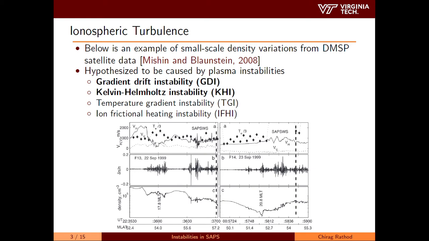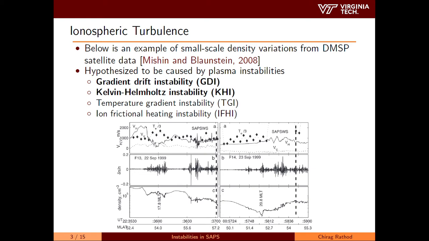In the SAPS region, there is a host of turbulence and ionospheric irregularities that have been observed. Below is an example of small-scale density variations from DMSP satellite data from Mishin and Blaunstein. If we look here, the SAPS has been defined to be in this general region, and when we look at the delta n over n, we see that there's a whole bunch of density variations that exist here, but not necessarily outside of the SAPS. So there is something within the SAPS region that is causing these density irregularities to occur.